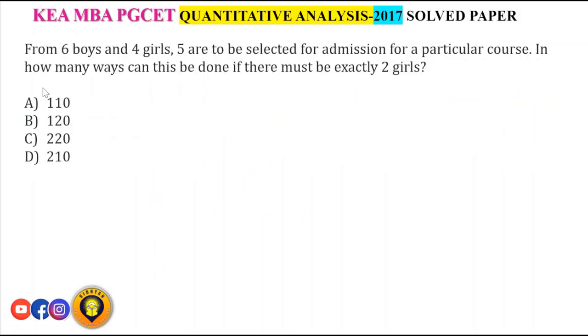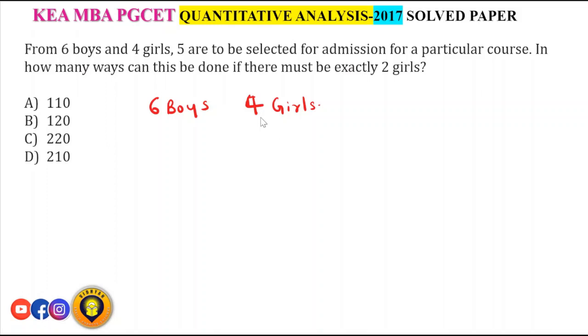From 6 boys and 4 girls, 5 are to be selected for admission for a particular course. In how many ways can this be done if there must be exactly two girls? See, there are 6 boys and 4 girls. So you have to select 5 students, out of which there should be exactly 2 girls, not more than 2, not less than 2. There should be exactly 2 girls.